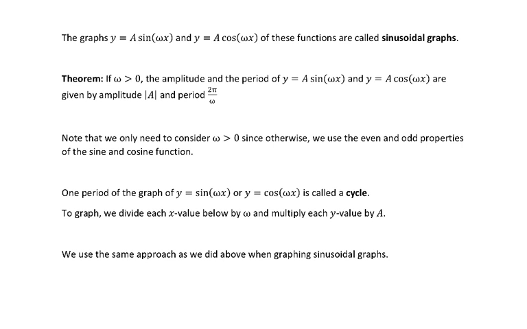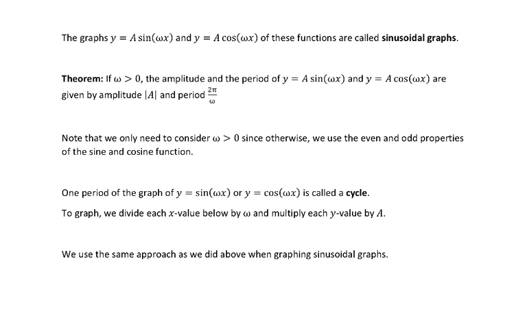The graphs of these functions are called sinusoidal graphs. And this theorem is kind of telling us what we saw already, that if omega is positive, the period of each of these graphs is 2 pi over omega. The amplitude, which is how high the graph is, is the absolute value of A. And even though we said that omega had to be non-zero, it's really enough to consider when omega is positive.